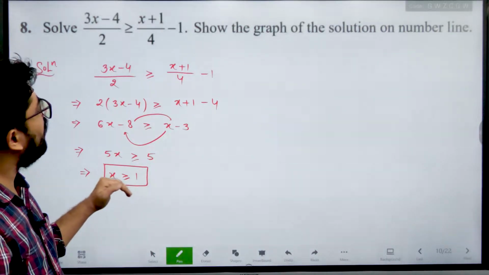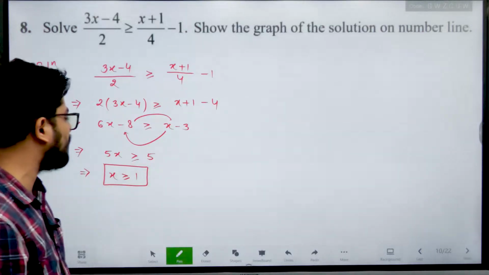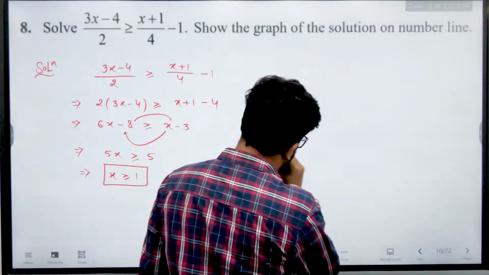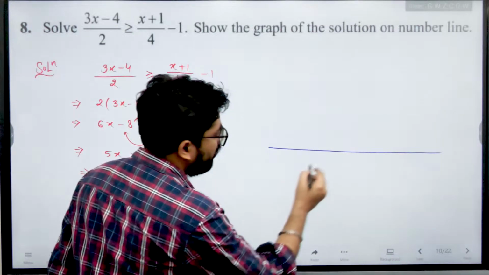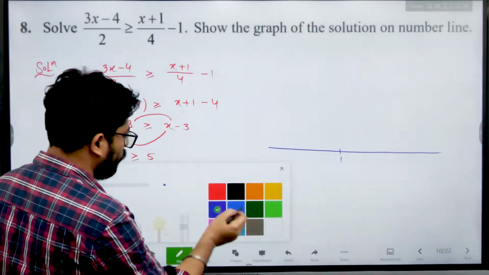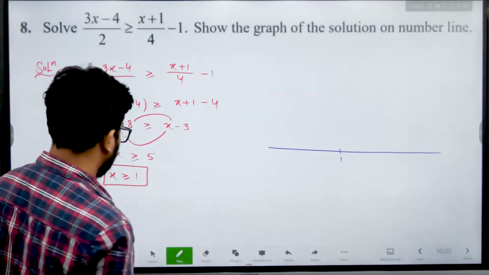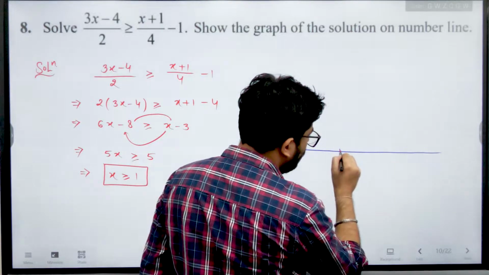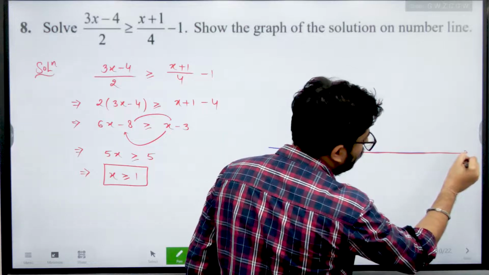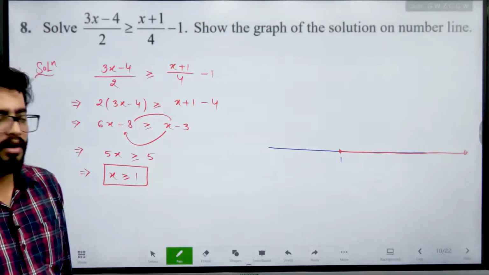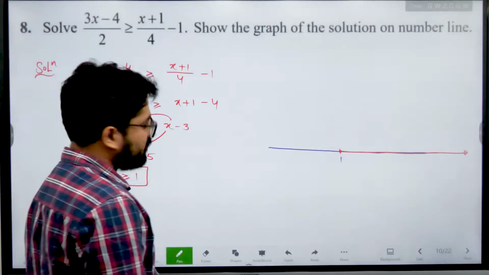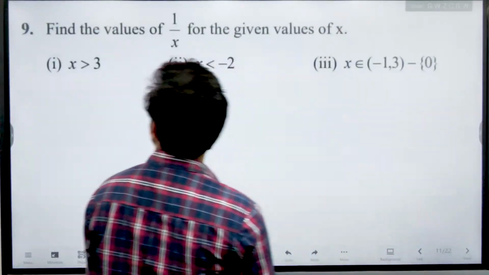Now represent the solution on the number line. So x greater than or equal to 1. Let's say this is your number line and you have 1 somewhere here. So x is greater than or equal to 1, which means equal to 1 or greater than 1. So this is the solution on your number line. Now the next question is question number 9.